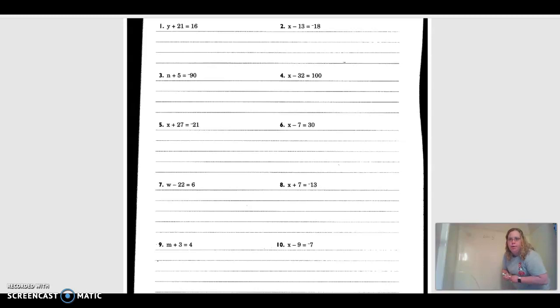Okay? So our next problem, we have x minus 13 equals a negative 18. So again, we have subtraction. So to undo subtraction, we add. So we're going to add 13. And what we do on one side, we must do to the other. So our 13's cancel. We're left with x. We have a negative 18 plus 13, which again gives us a negative 5.